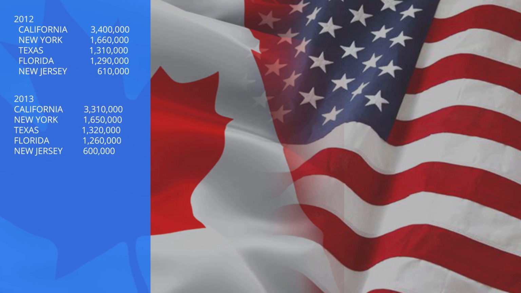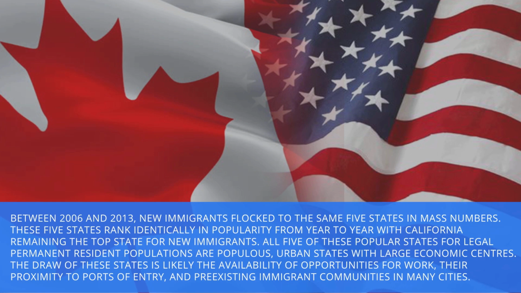California, 3,310,000. New York, 1,650,000. Texas, 1,320,000. Florida, 1,260,000. New Jersey, 600,000. Between 2006 and 2013, new immigrants flocked to the same 5 states in mass numbers.